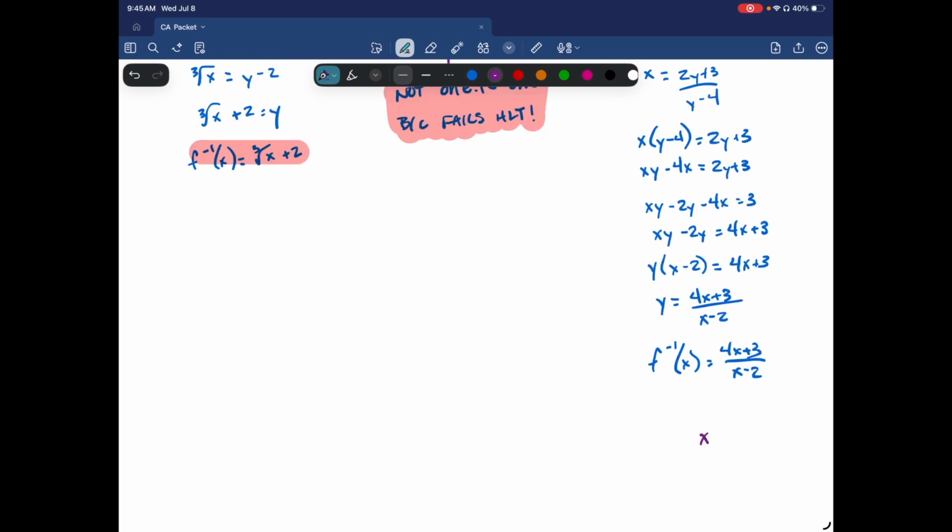All right? So if I say x minus 2 equals 0, I get x equals 2. So my domain for this is going to be x does not equal 2. It's something we had to consider because of the fraction part of it, but that's that.